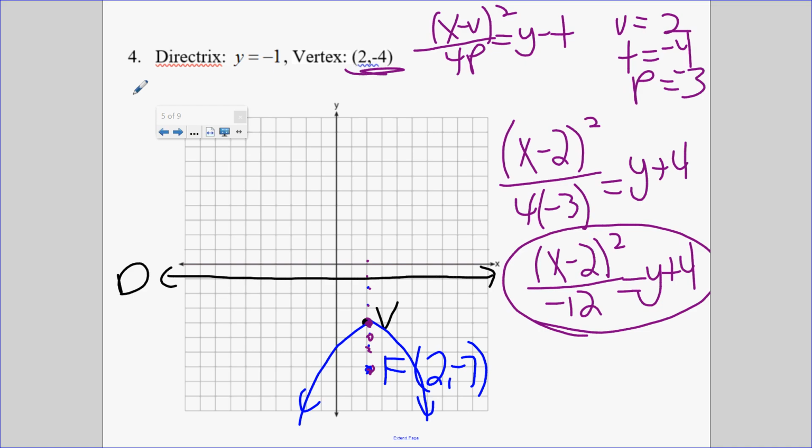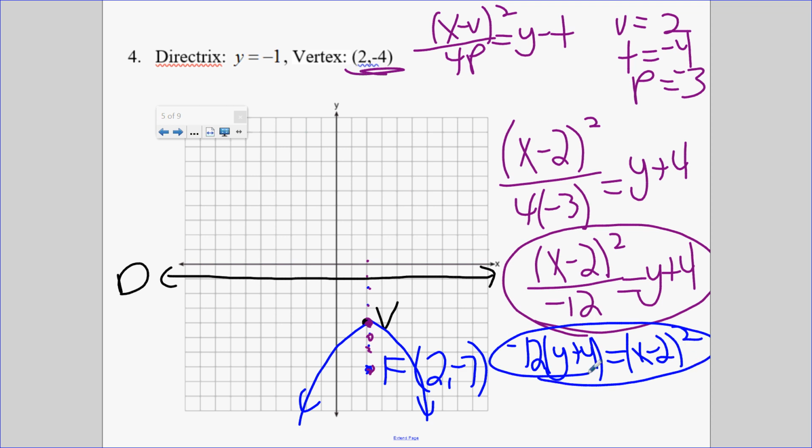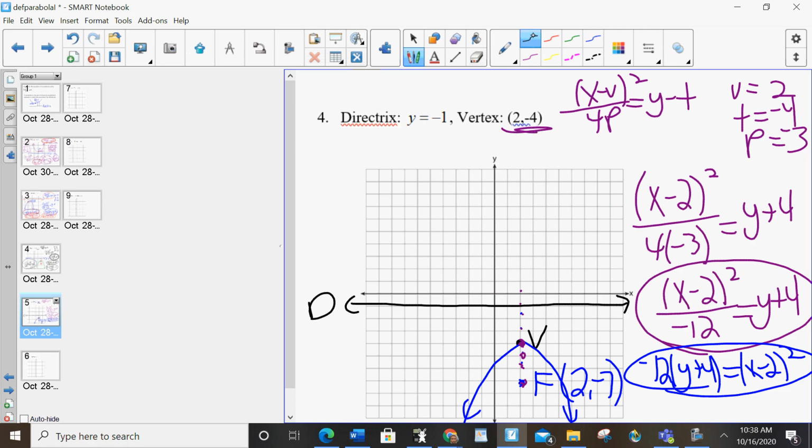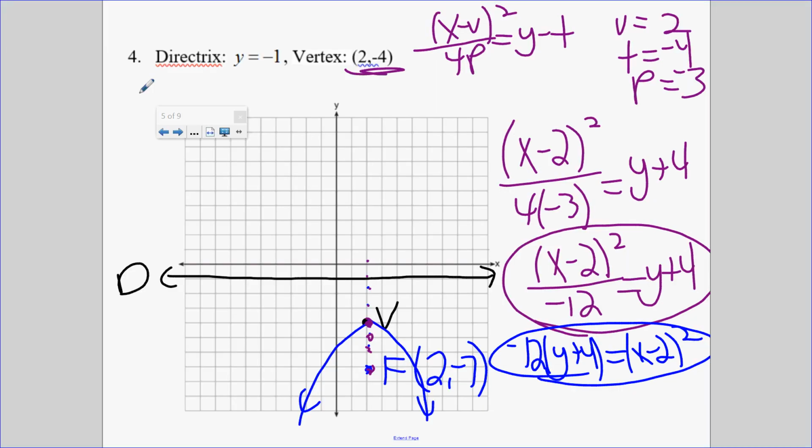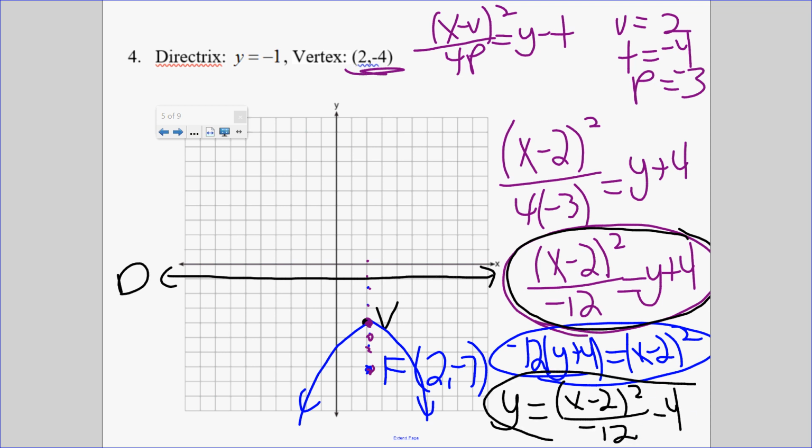If I cross multiply, I get negative 12 times y plus 4 equals x minus 2 squared. You might see your answer like that. Or isolate y. You might have to isolate y. So if I'm isolating y, I'm looking back here now, I might have to subtract 4 from both sides. That would give me minus 4. And again, that negative 12 on the bottom could pop out to negative 1/12.